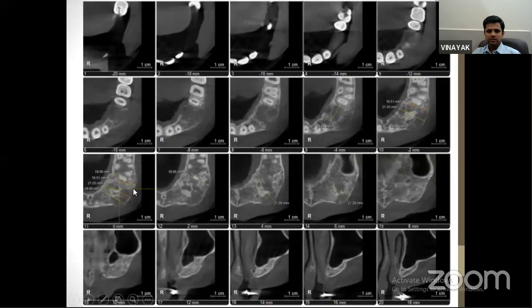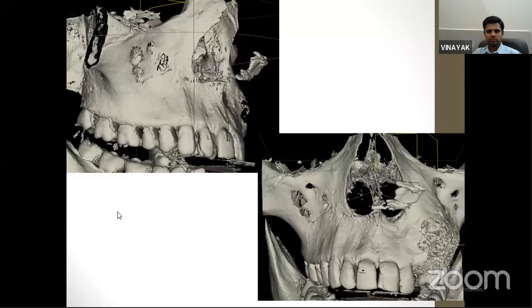The axial sections. It is merging with the normal bone. No discrete borders. Here you can see.